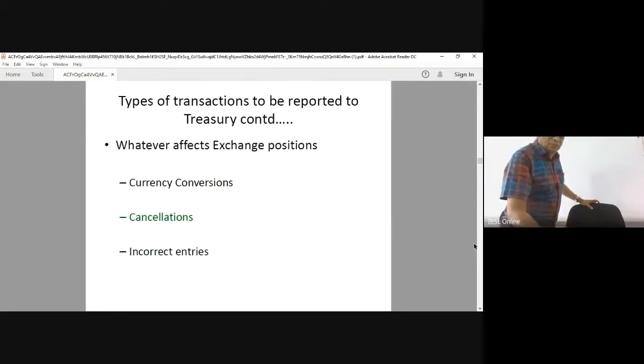Types of transactions to be reported to the Treasury, continued. Whatever affects exchange positions, right? Currency conversions, cancellations, incorrect entries, all those things we have to report.